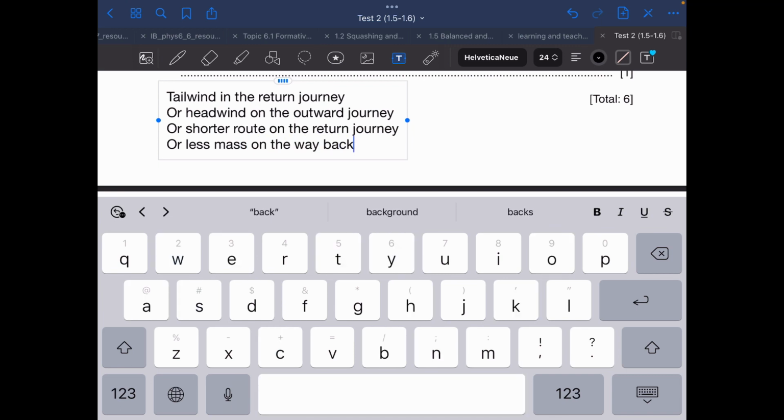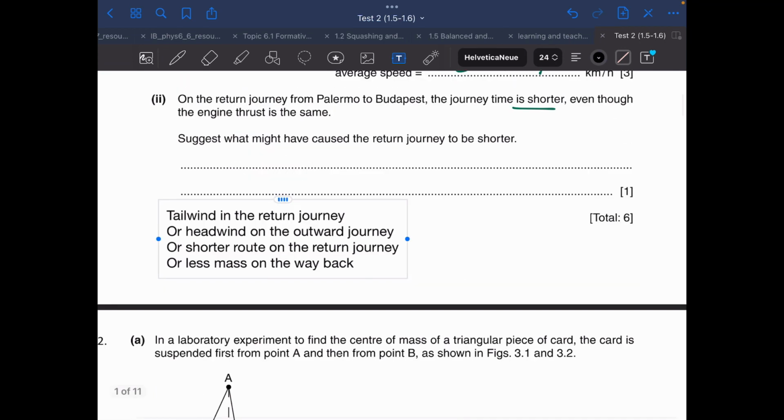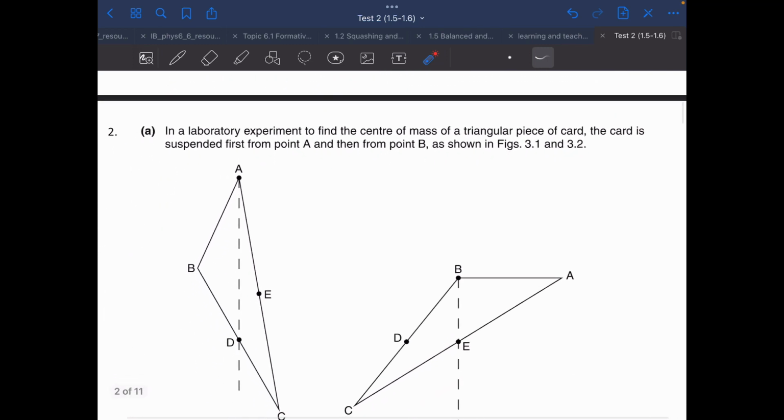So those are possibilities. All of those, it's only 1 mark, okay? You can see here it's only 1 mark, but any of those would do the trick for you and it would help you get your mark.